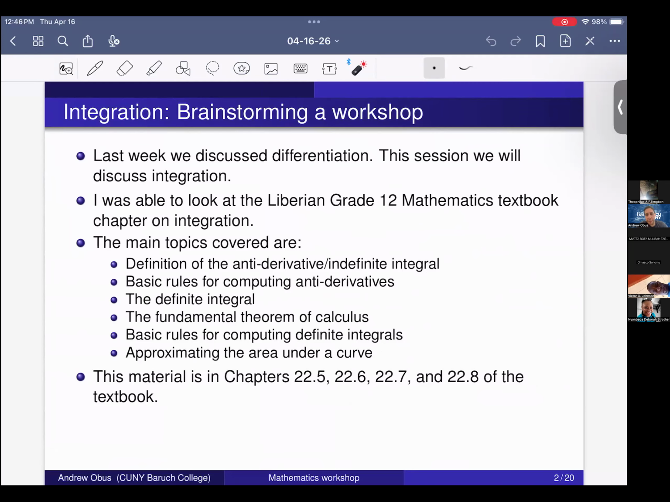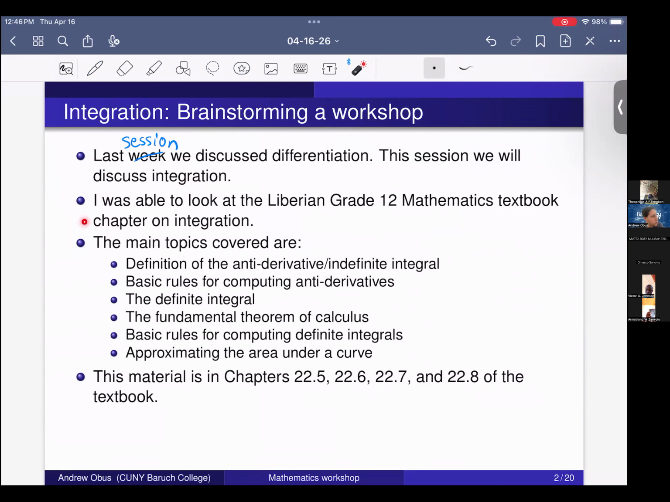Okay, so let's try to remember. It was a long time ago, but last session, what did we do? Last session, we discussed differentiation, and this session, we're going to discuss integration. And so thank you again.